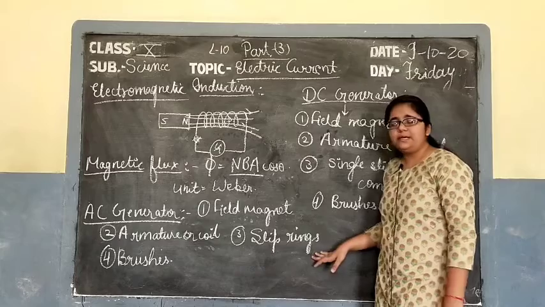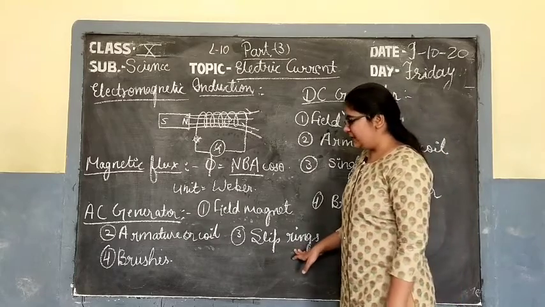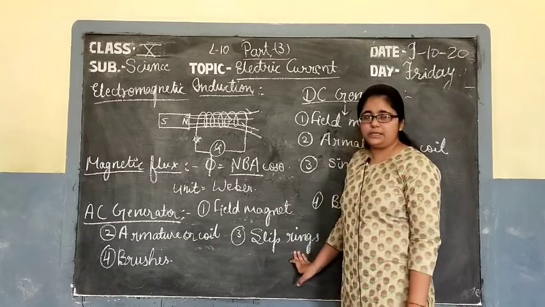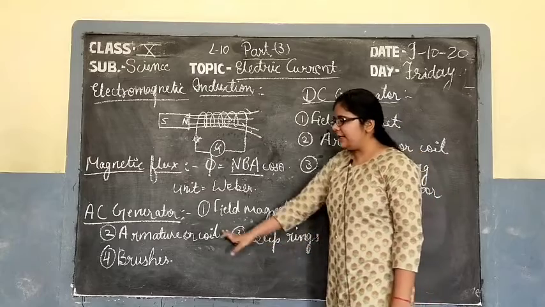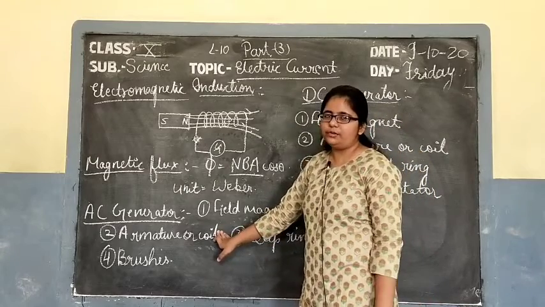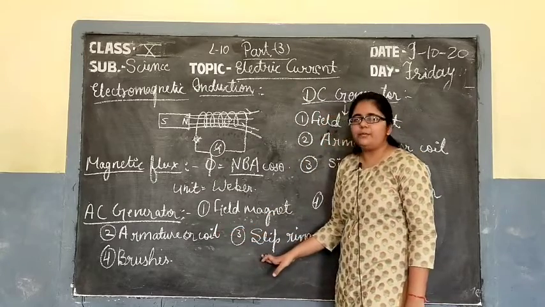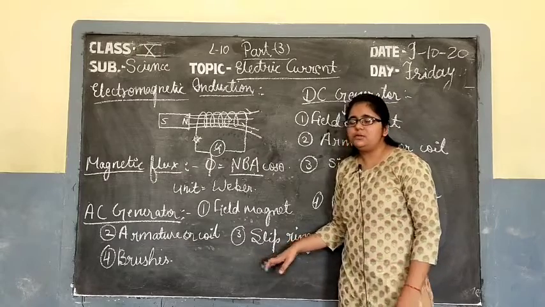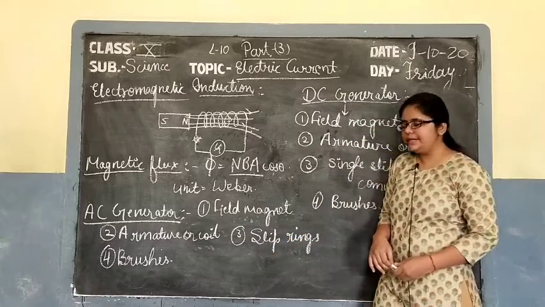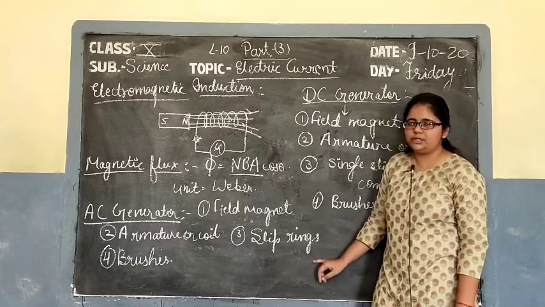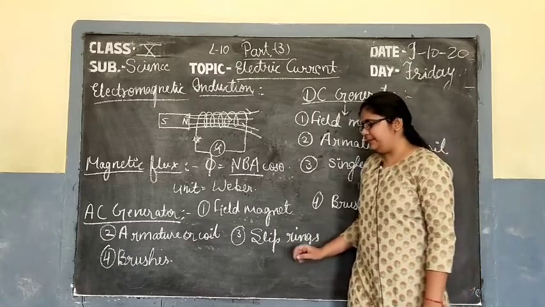Third one is slip rings. These slip rings are 2 in number in the AC generator. These slip rings are connected to the armature or coil for the proper conduction and the proper movement of the armature. These 2 slip rings are insulated from each other, they have no connection with each other and work independently.